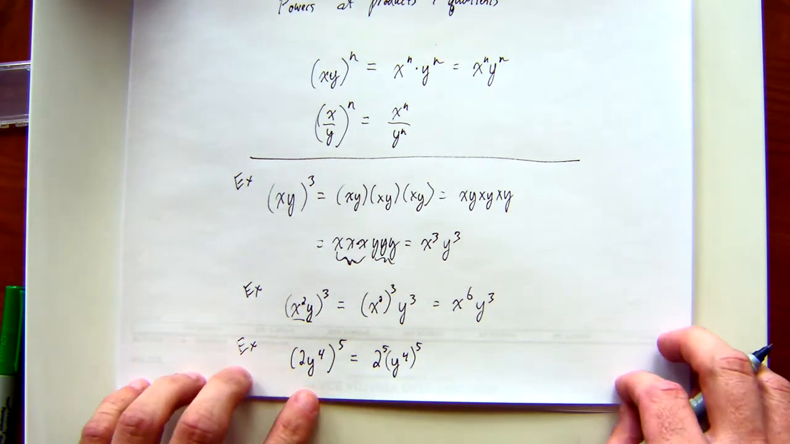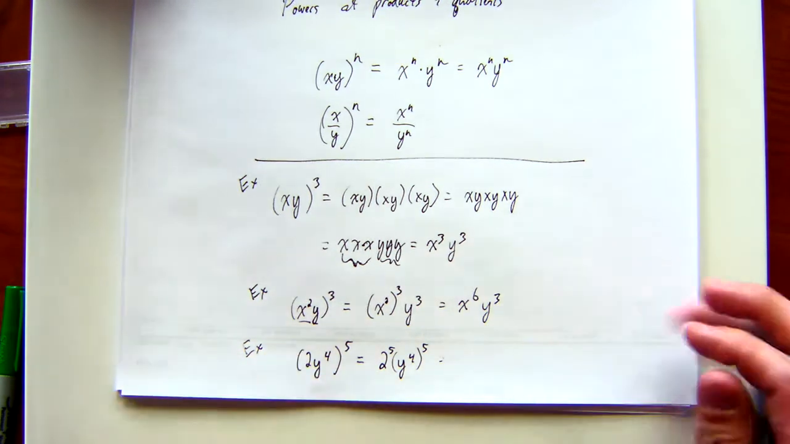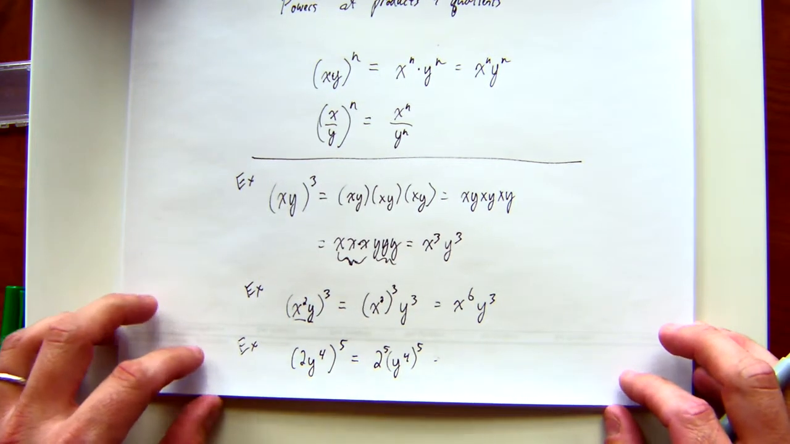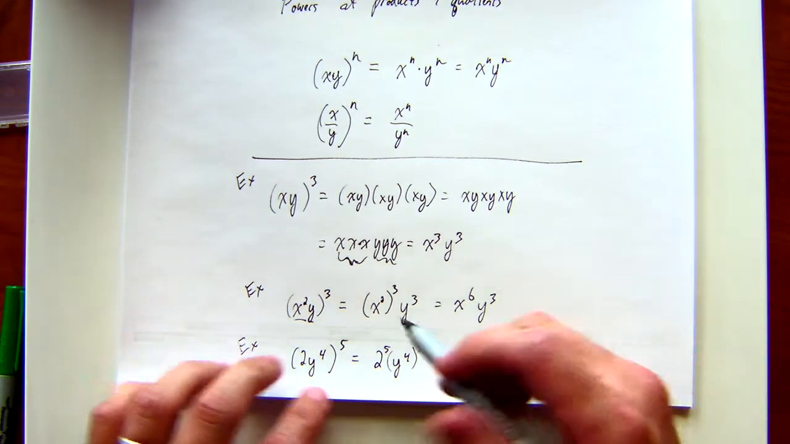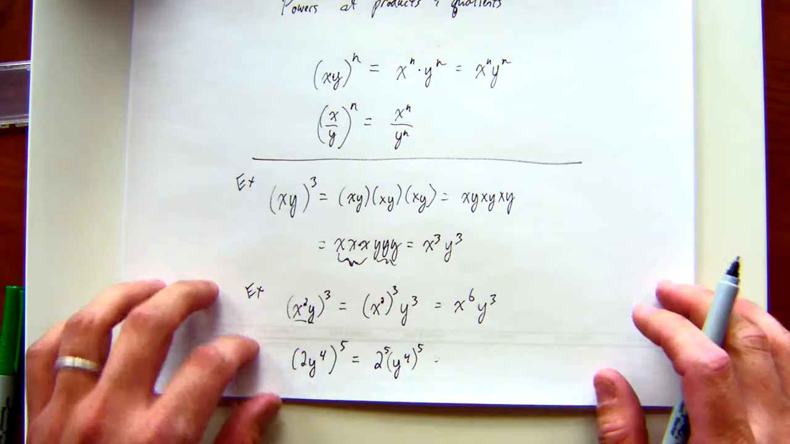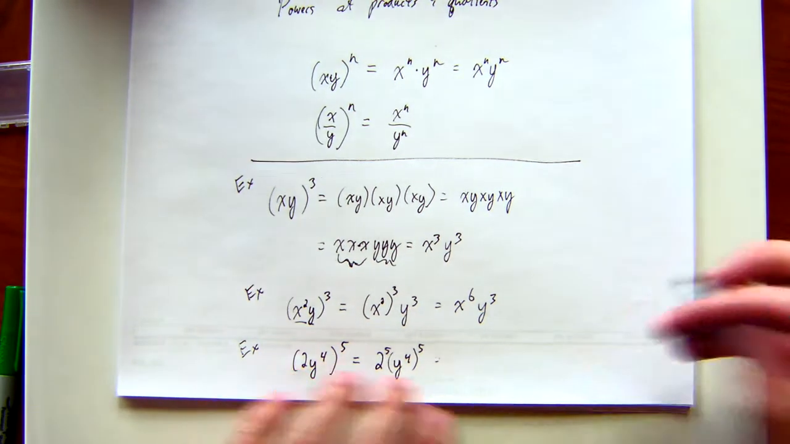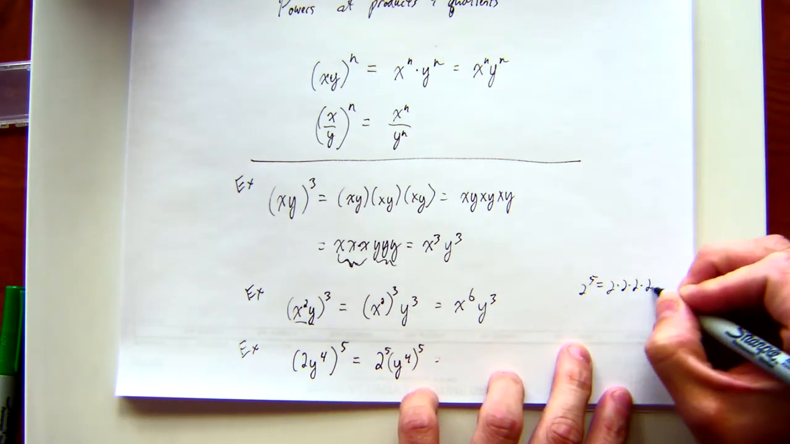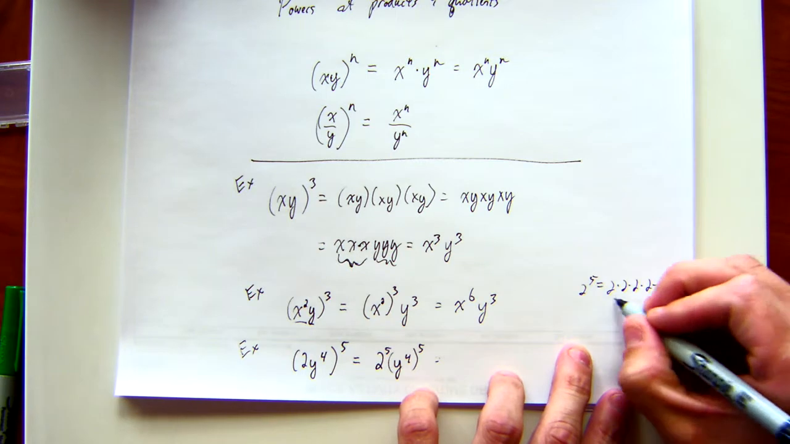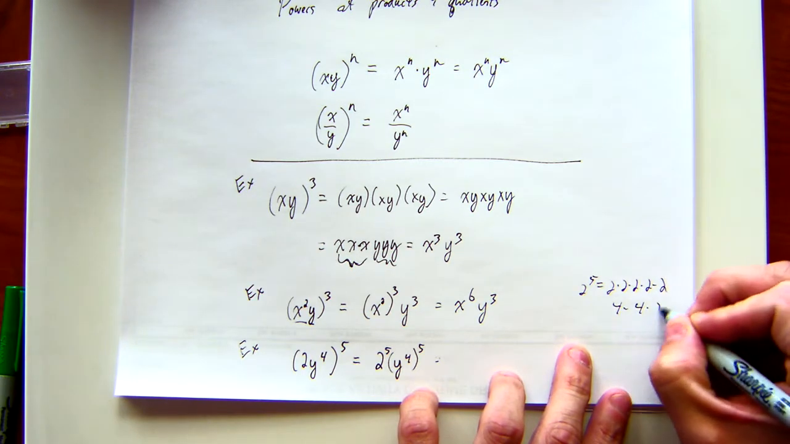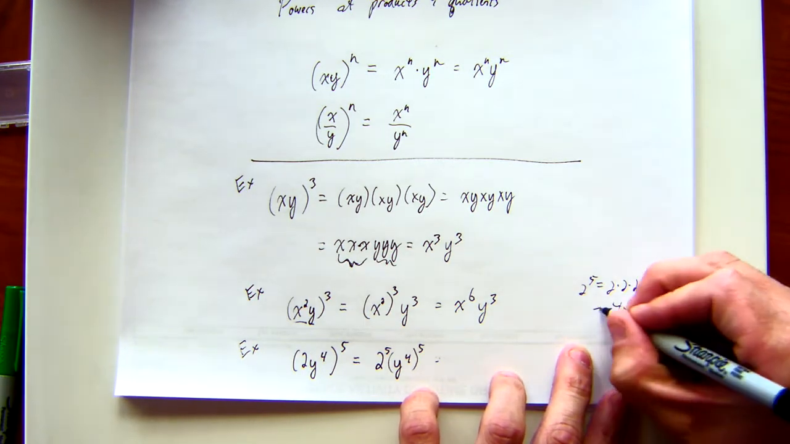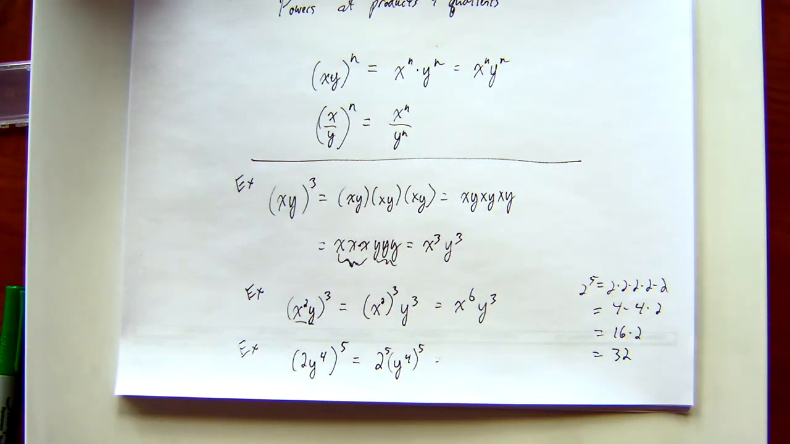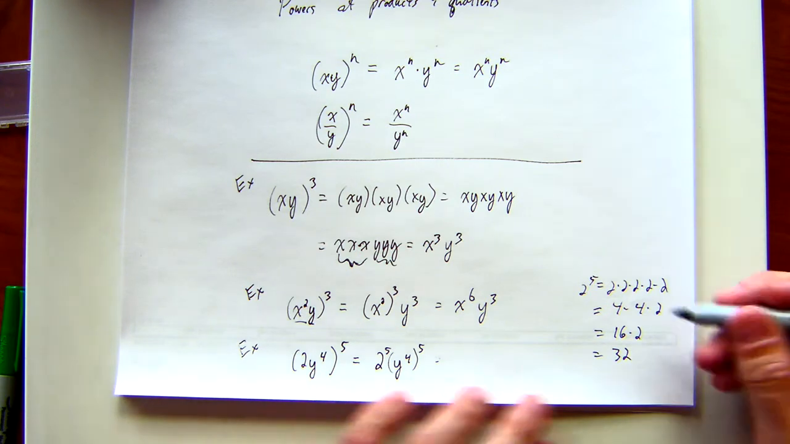Everybody okay? What is 2 to the fifth? Does anyone know? You should know your powers of 2 and powers of 10. How can you figure it out? 2 to the fifth is what? By definition, 2 times 2 times 2 times 2 times 2. These 2's multiply to be 4 times 4 times 2. This is 16 times 2, so it's 32. Everyone follow what I did here?